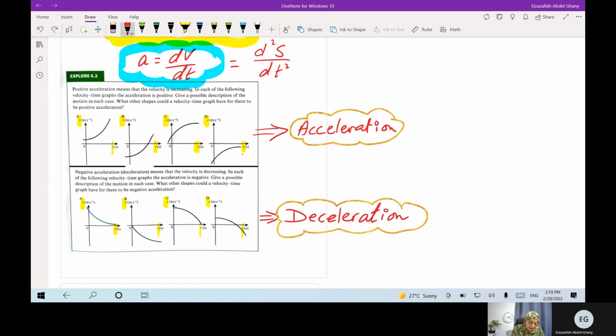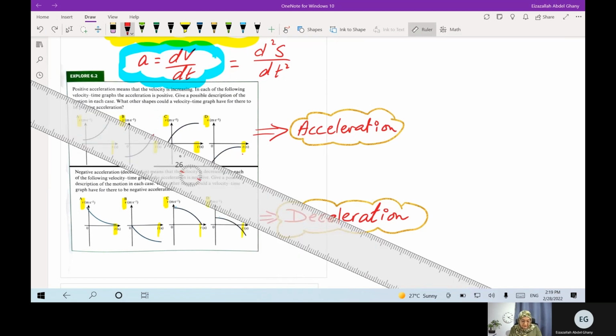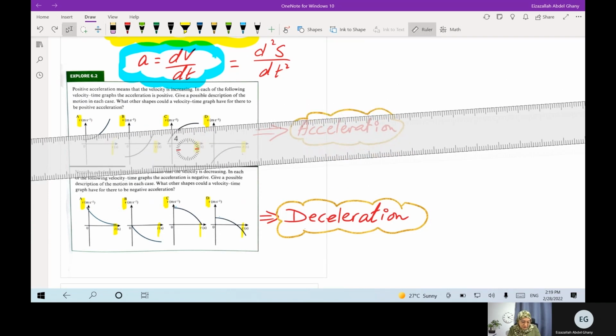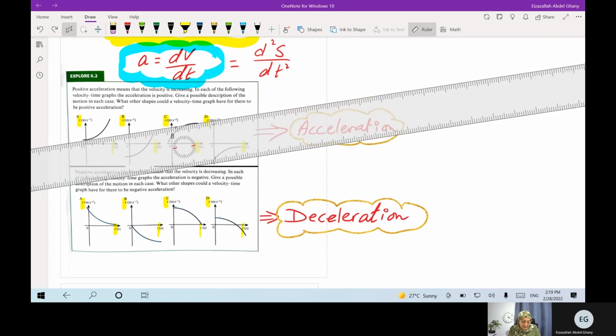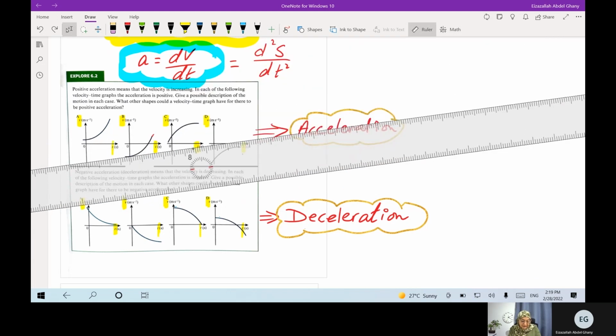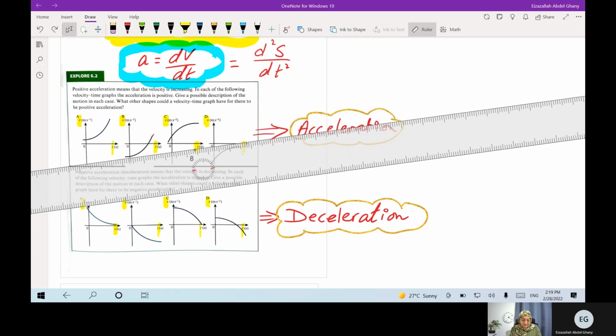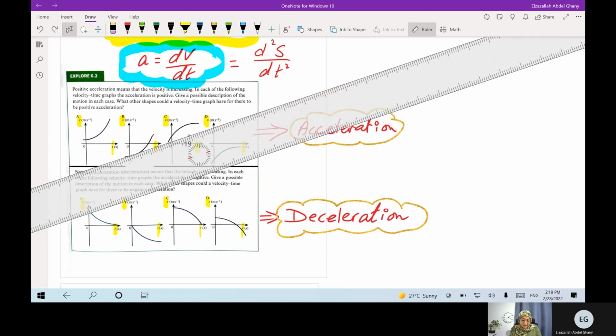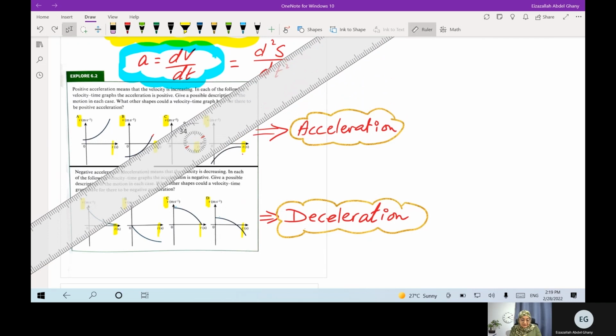acceleration increases or decreases? If you take your ruler and imagine that you're drawing a tangent, the tangent is almost horizontal at the beginning, then it becomes steeper and steeper. In the second one, the tangent is almost horizontal, meaning acceleration is increasing, because the gradient of the tangent of the curve is getting steeper and steeper.